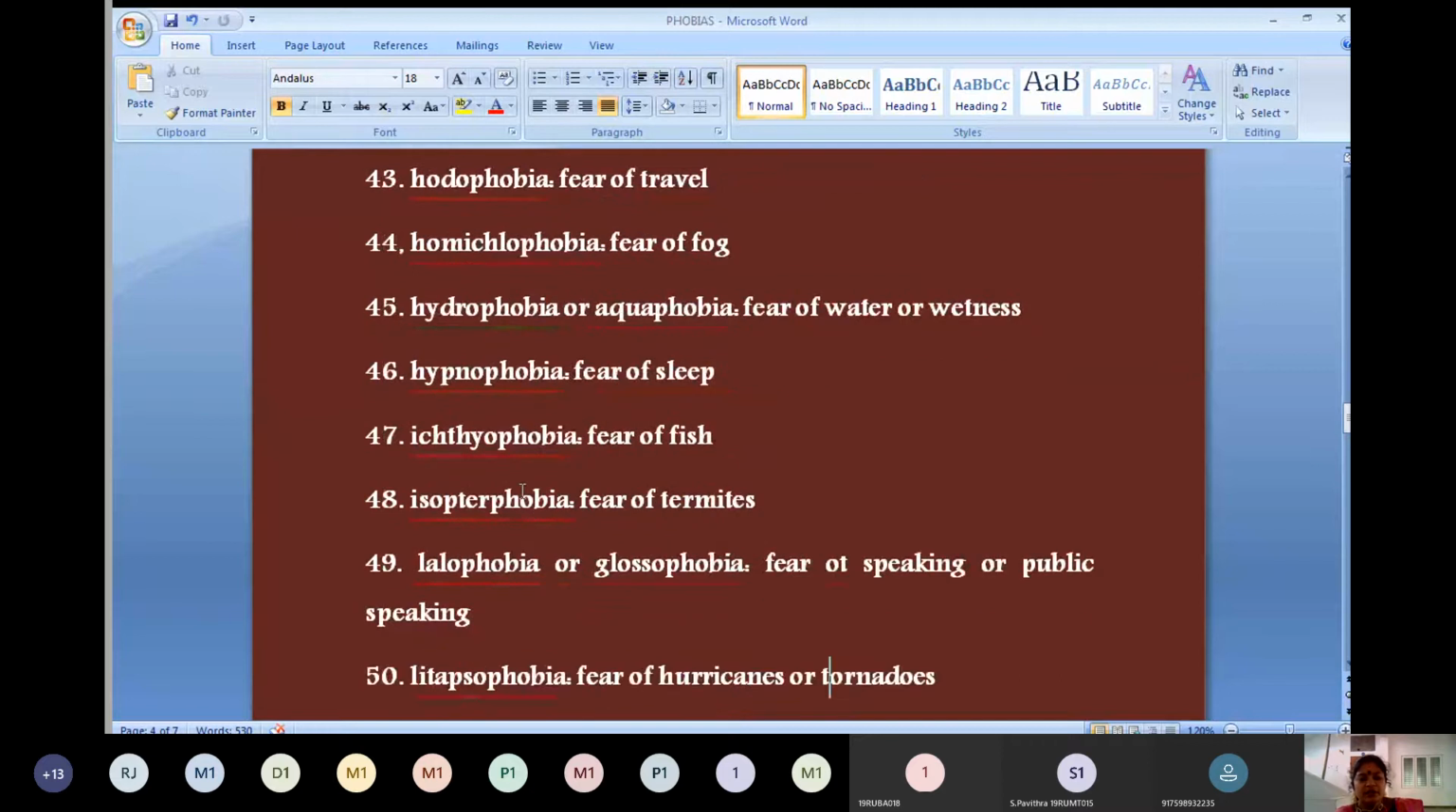Fear of termites. Termites na கரையான்கள். So fear of termites is called esoptophobia. Then lalo means speaking. So lalophobia means fear of speaking. பேசுறது என்றாலே அச்சம். And fear of public speaking is also known as lalophobia or glossophobia.